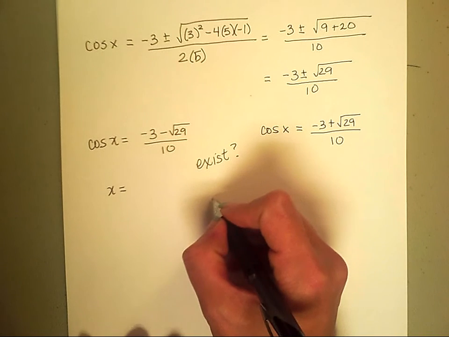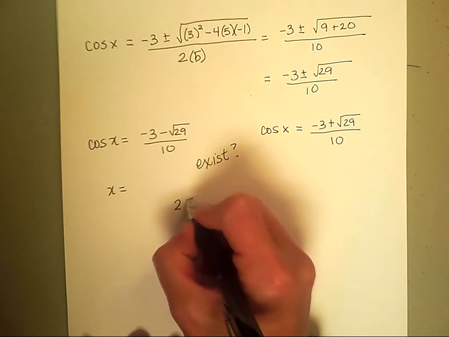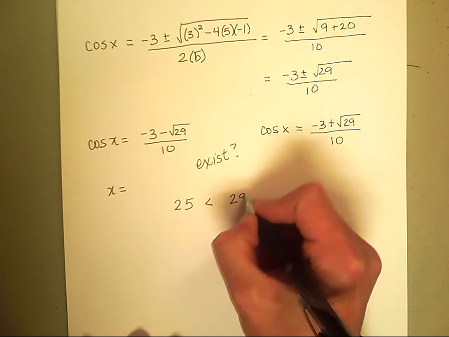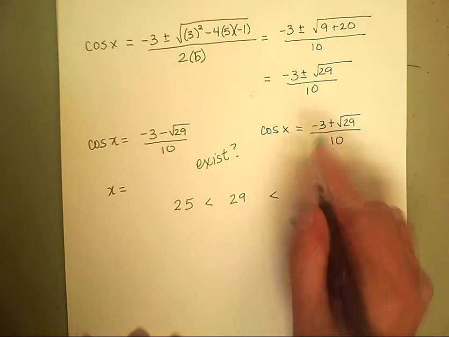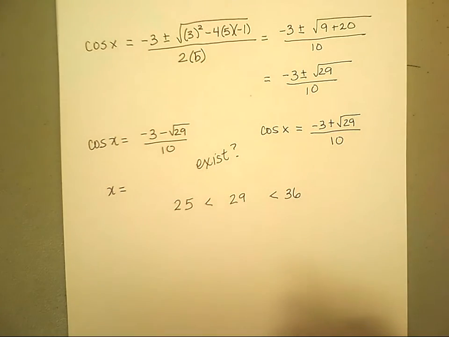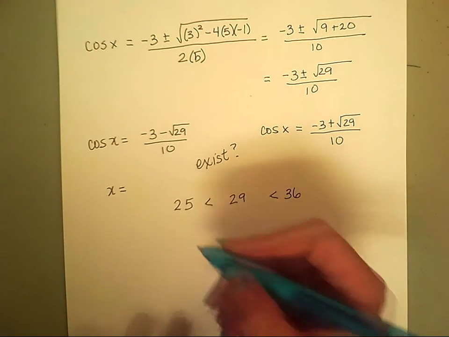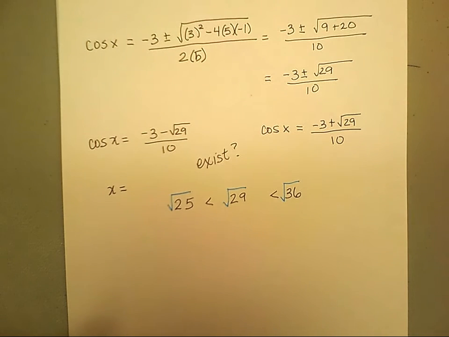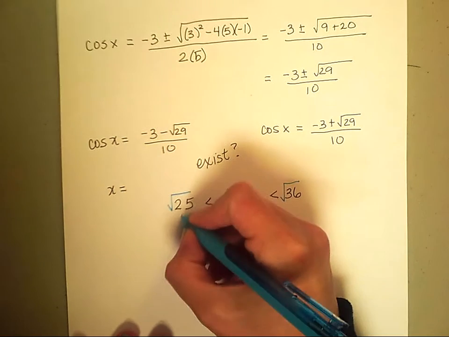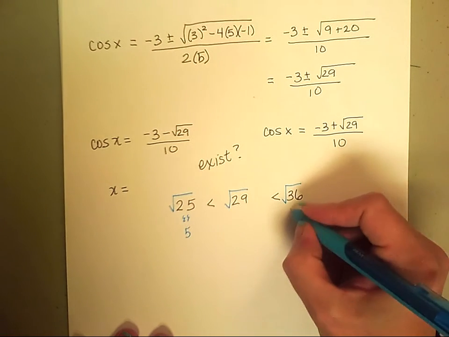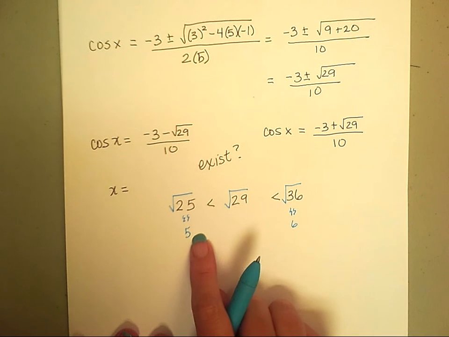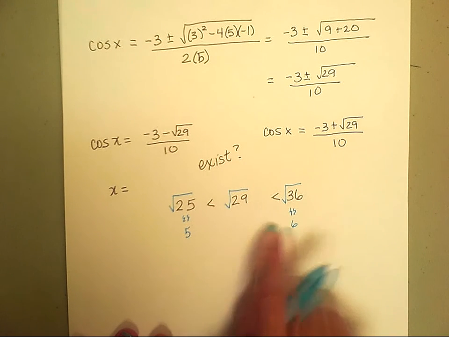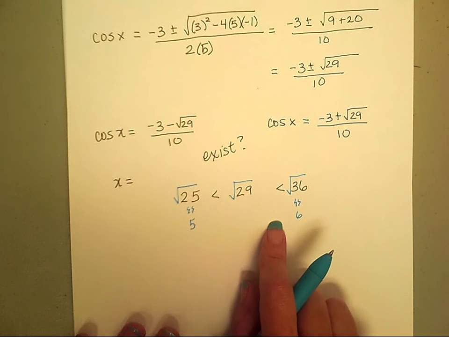Well, what we know is that on a number line, 25 is less than 29, and 29 is less than 36. We know this to be true. So what also has to be true is that the square roots must follow that way. Why did I do that? Because the square root of 25 is 5, and the square root of 36 is 6. So we're going to use this as an approximation.